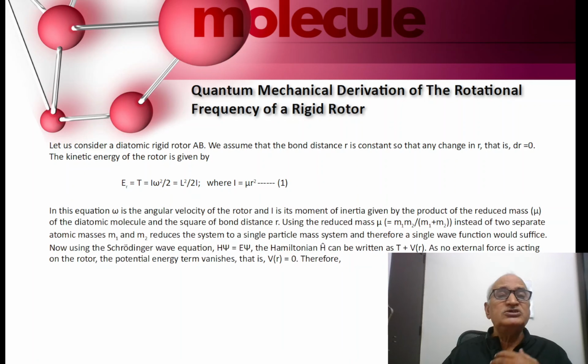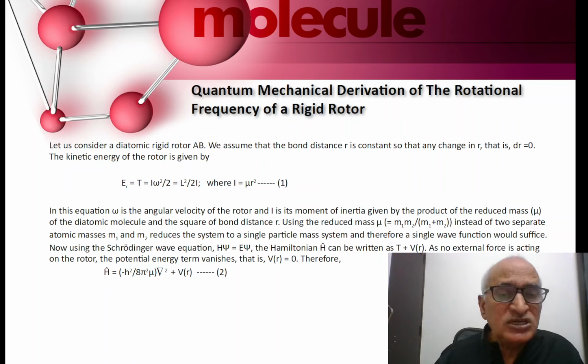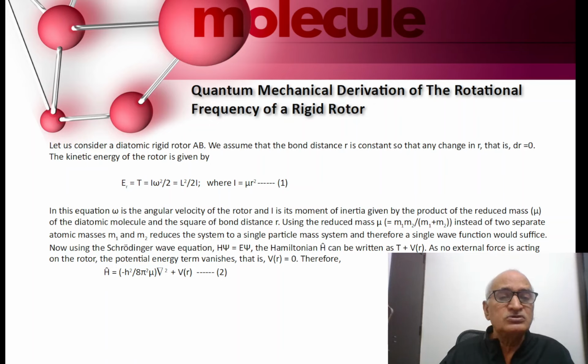The kinetic energy of the rigid rotor is given by the equation we described earlier, I omega square by 2 equals L square by 2I. L is angular momentum, I is moment of inertia. Now we would like to set up the Schrodinger wave equation, H psi equal to E psi. H is the Hamiltonian operator. Its value is given here: minus h square upon 8 pi square mu del square plus V(r). Here V(r) is the potential energy term, and this Laplace operator we have used here describes d2 by dx2 plus d2 by dy2 plus d2 by dz2. But here we are using a simple diatomic molecule, so only one term, the x direction, will be used.